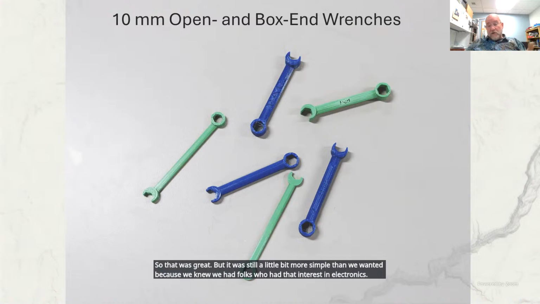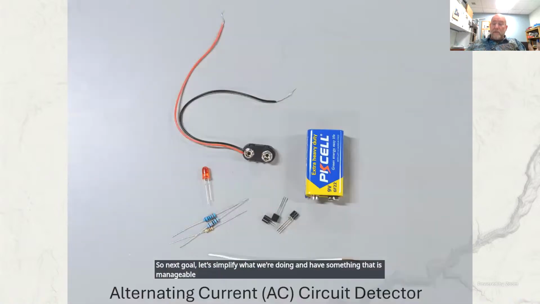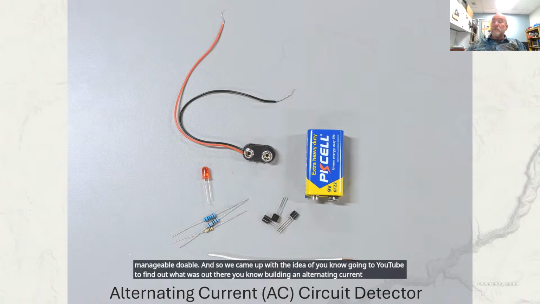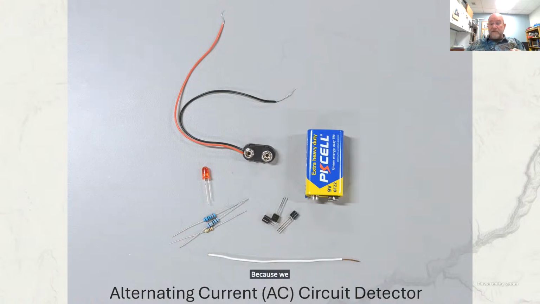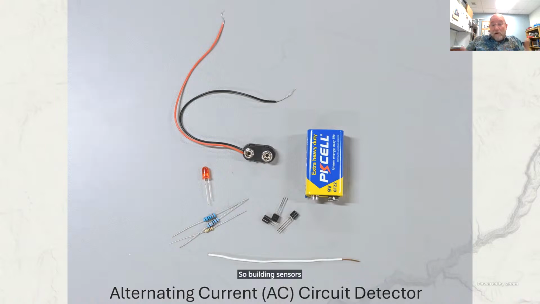So next goal, let's have something that is manageable, doable. And so we came up with the idea of going to YouTube to find out what was out there, building an alternating current circuit detector. Because we found that building sensor systems engage people. They could build a tool and then use that tool to explore the world around them. So building sensors was a really powerful thing for a lot of students.